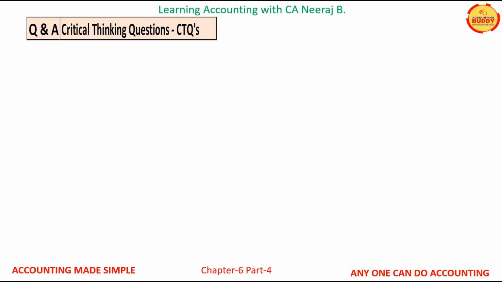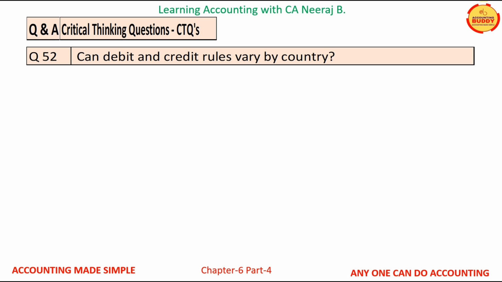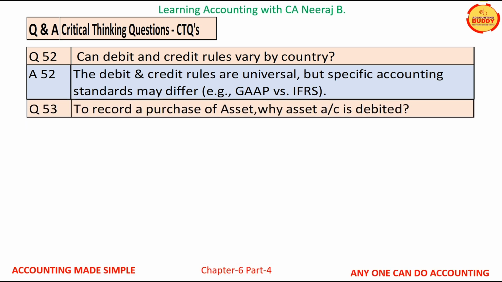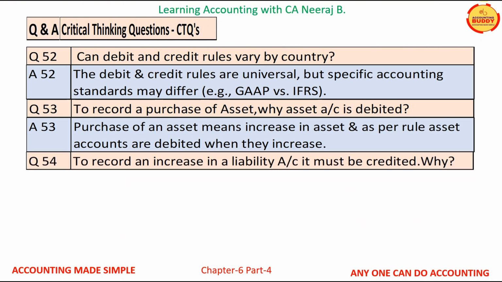In this section, we will discuss critical thinking questions. Question number 52 is, can debit and credit rules vary by country? The answer is, the debit and credit rules are universal, but specific accounting standards adopted by various countries might be different. Question number 53, to record a purchase of asset, why is the asset account debited? The answer is, purchase of an asset means increase in an asset, and as per rule, asset accounts are debited when they increase.